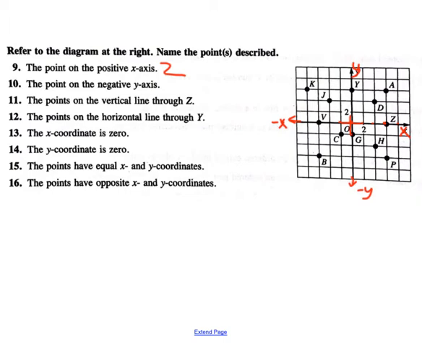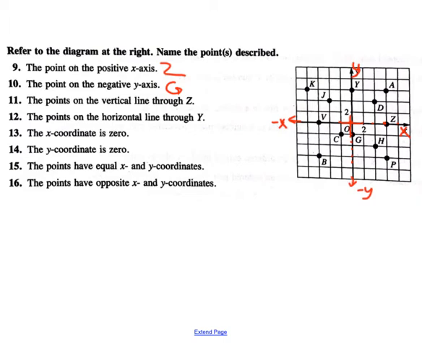So how about the point on the negative y-axis? Well, we start at the origin. We're not on x. We just go straight down, and we look along here somewhere, and oh, in the negative y, it would be point G. Point G is the point on the negative y-axis. How about points on the vertical line through Z? The vertical line through Z. Interesting. So that right there asks us to find point Z.